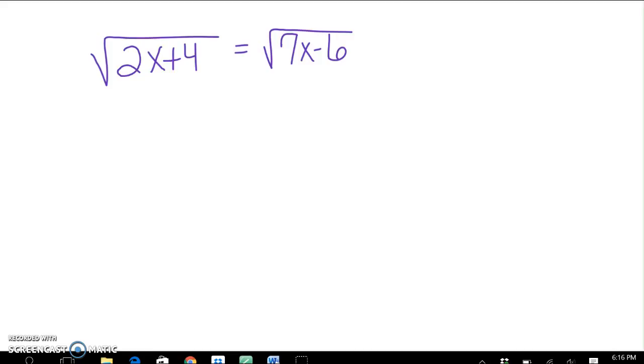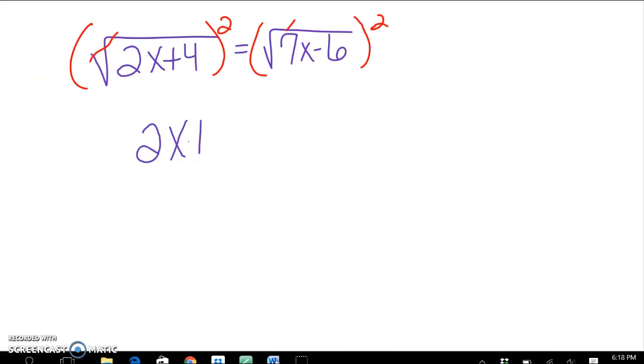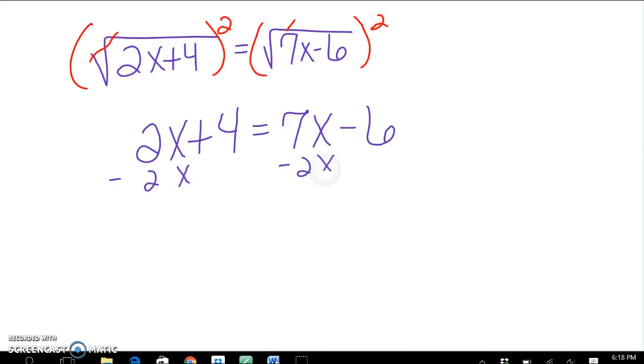The next example is odd because it has 2 radicals. But if you notice, they're both isolated, I guess you could say, because there's nothing outside of the radicals. So we can jump right to step 2 and square both sides. Because when we square both sides, that's going to wipe out both radicals. Right, now we just have to solve the equation. We have x's on both sides. I'm going to subtract 2x from both sides.